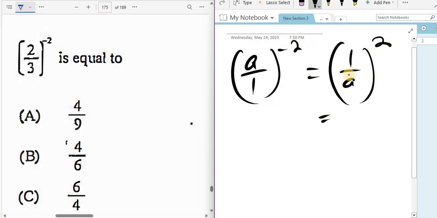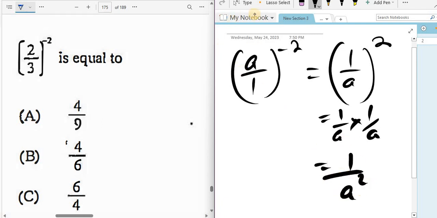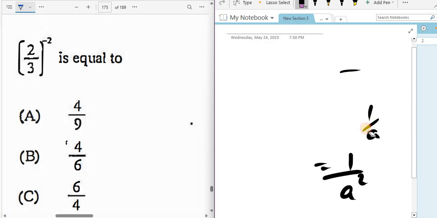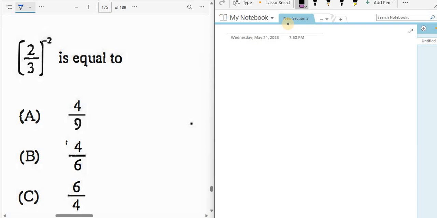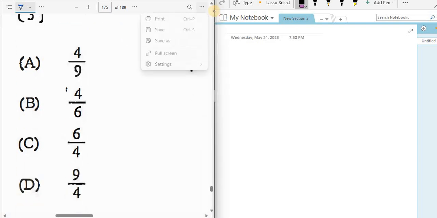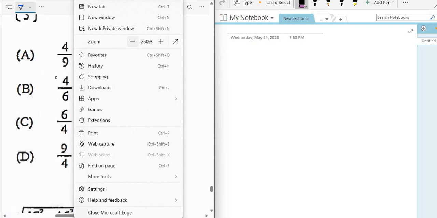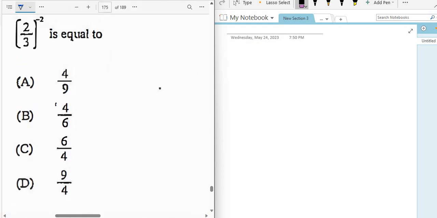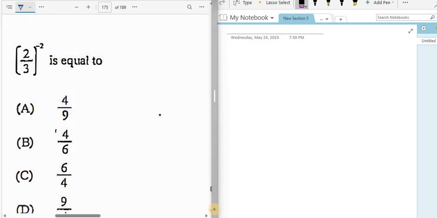So I would end up with 1 over A times 1 over A. And of course, 1 times 1 is 1, A times A is A squared. So the same concept we're going to use for this one. How would you do this one? Tell me what to do. Oh, sorry, let me shrink it a bit. Give me a second. I think that's good. Everybody can see?